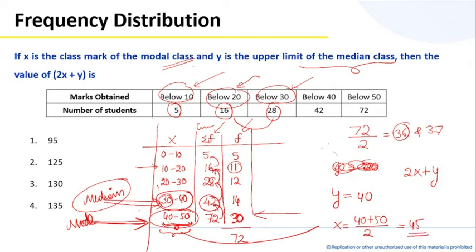45. Now we are really interested in the value of 2x plus y. So 2 into 45 plus 40. Yes, quite a few students have given the right value, which is definitely 130 as far as this question is concerned.